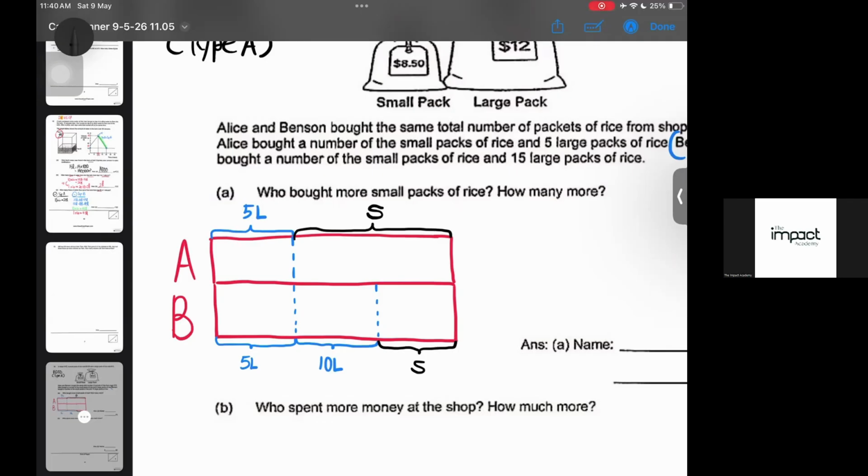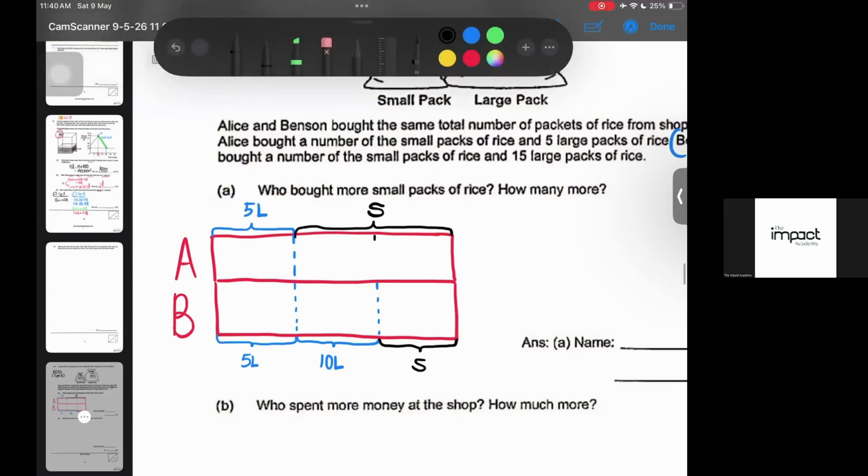Can we mirror image everything? The 10 large becomes what? When brought up to Alice become what? Very good, 10 small. Now then you can put the numbers inside. Do you understand what I'm trying to say? 5 large over here, 5 large over here, 10 large over here. The small I always use black color, okay?